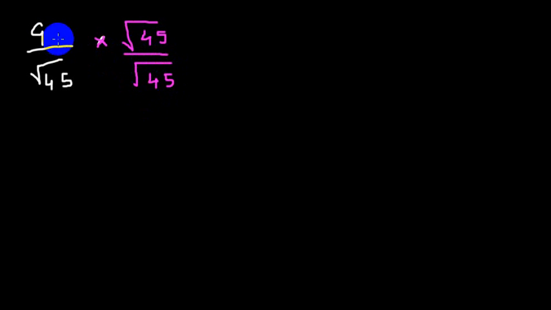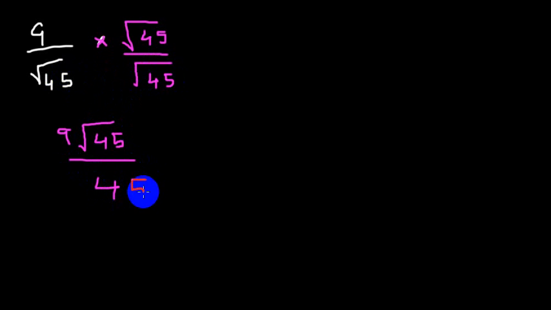So 9 times square root of 45 is 9 into square root of 45, and over it the denominator is square root of 45 times square root of 45, which is actually 45. Now you're familiar with this, so I can write 45 directly here. If you look at this surd specifically, we can simplify it. There is some simplification possible.